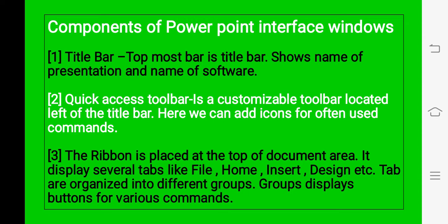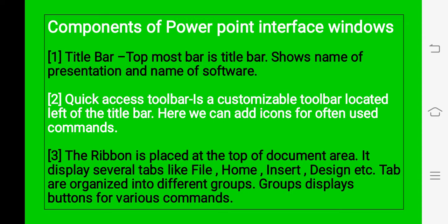Quick access toolbar. The quick access toolbar is located to the left side of the title bar, children, and the commands that we use a lot, regularly used, we place their icons on the quick access toolbar. We can add the icons, we can remove the icons. हमें जो भी कमांड सबसे ज़्यादा यूज़ करने होते हैं हम उनके आइकन को क्विक एक्सेस टूल बार पर प्लेस कर सकते हैं.